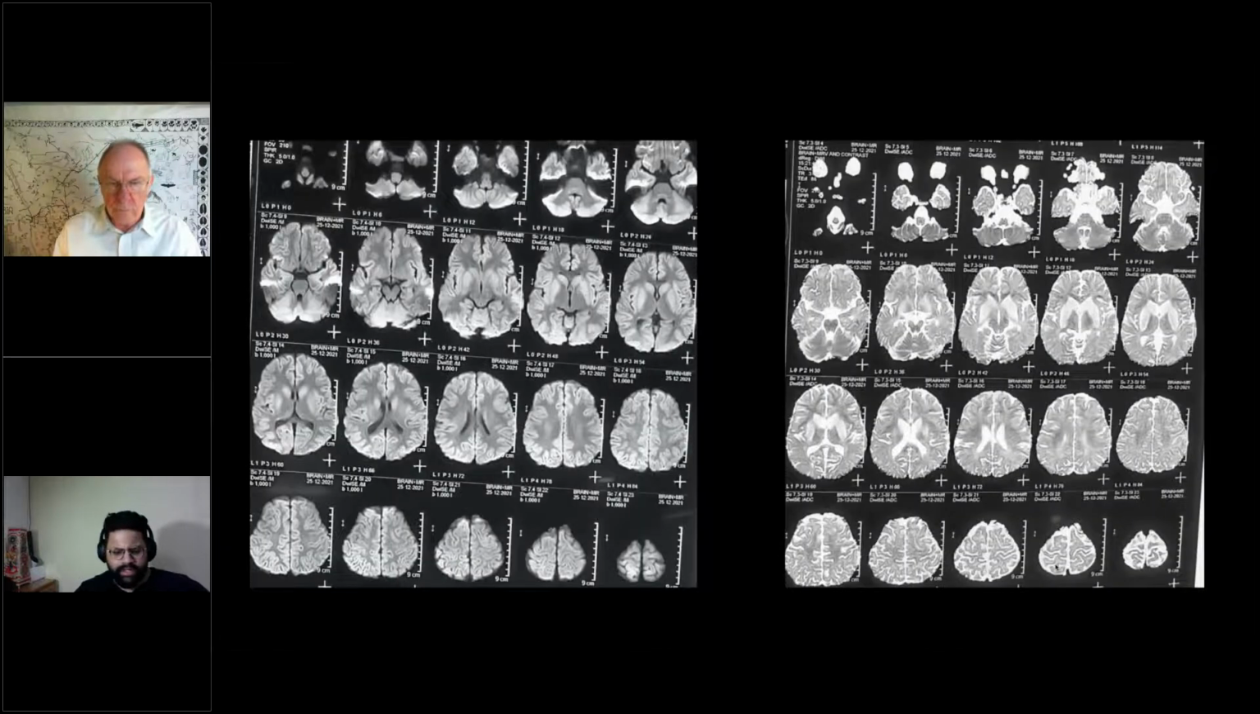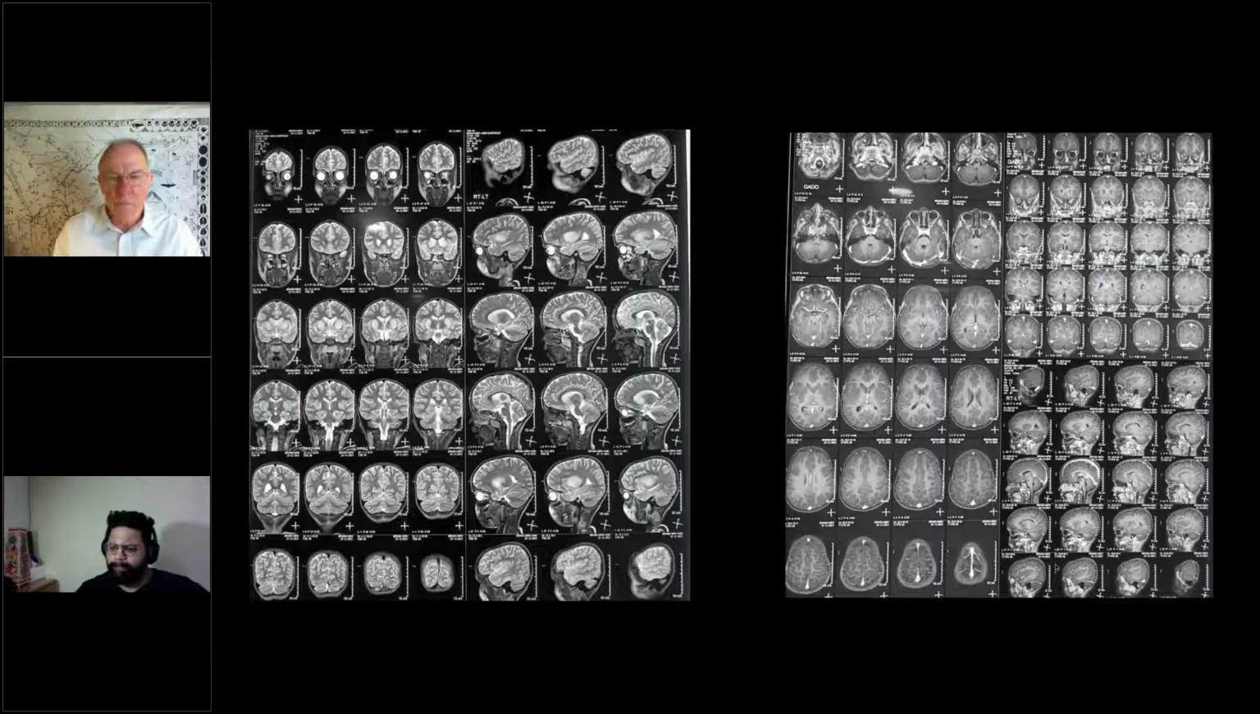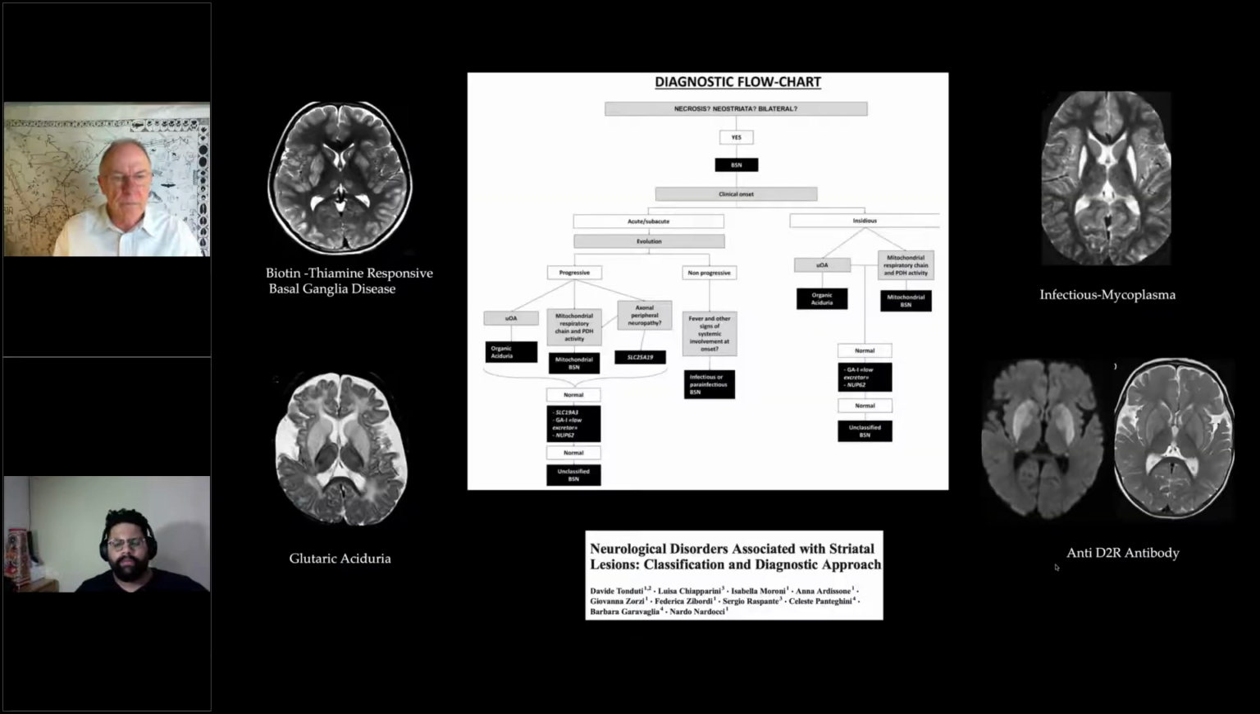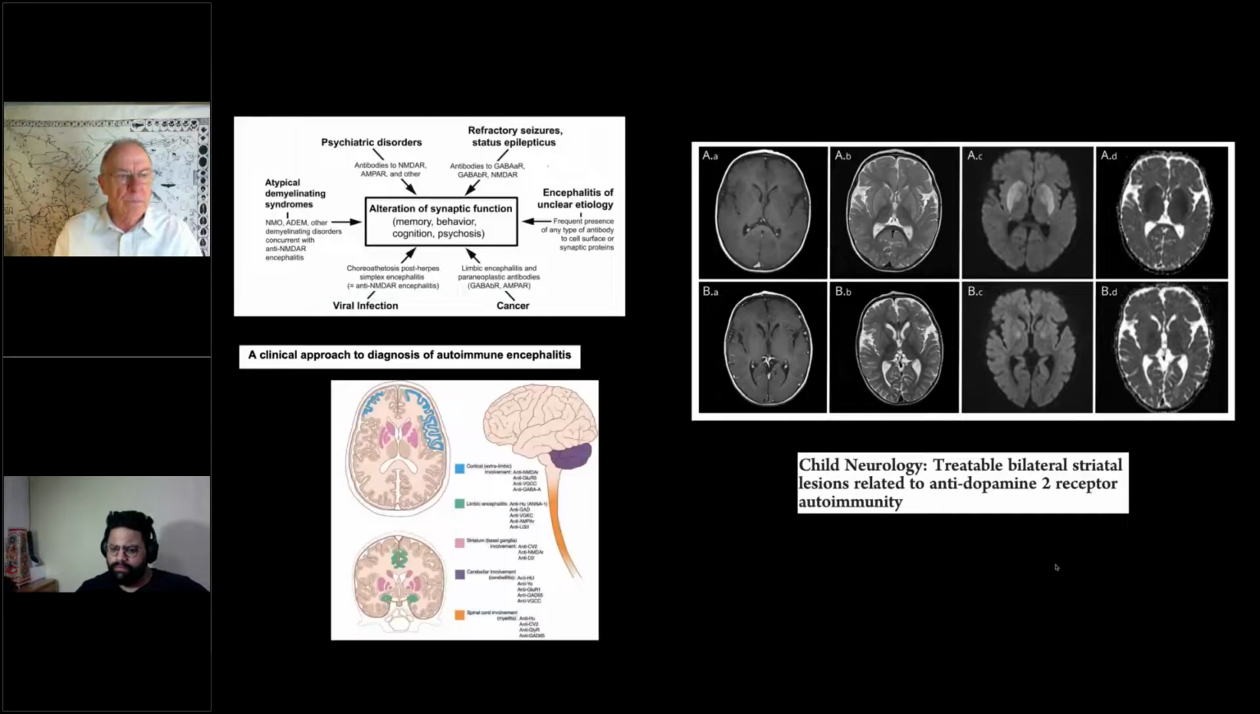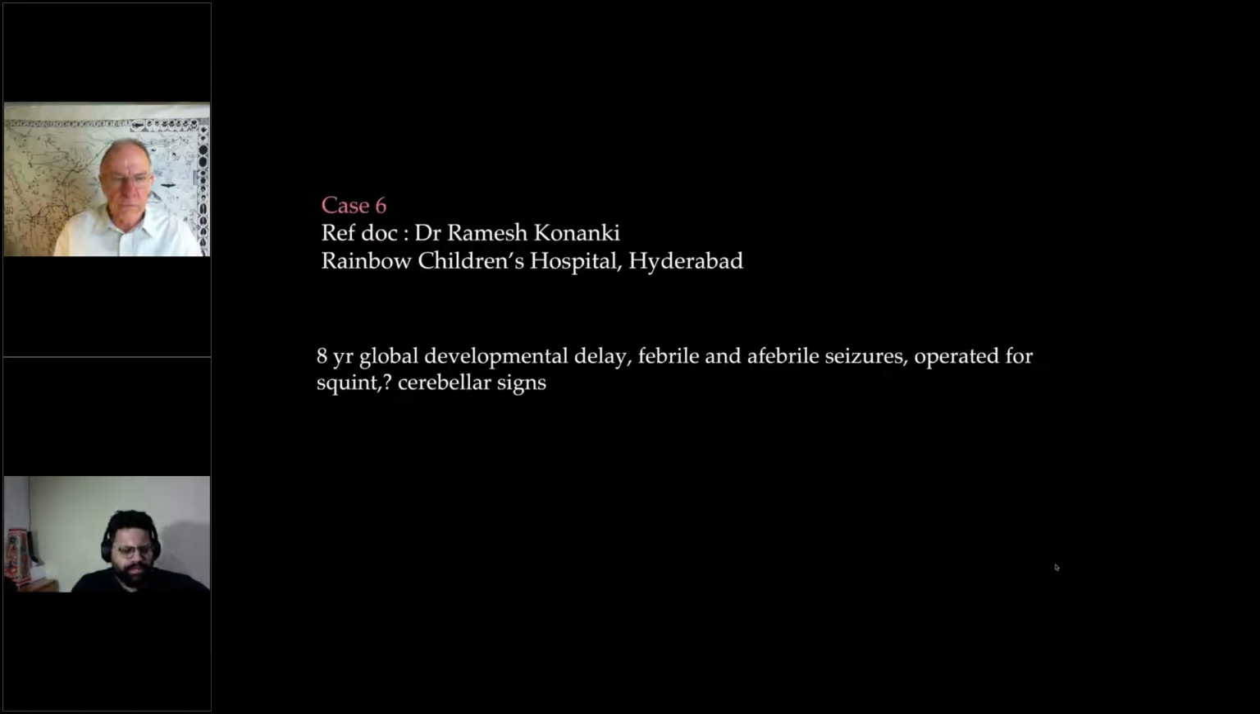So no other comments. I'll probably move on to the next case. Next case is from Dr. Ramesh, which was an 8-year-old child with global developmental delay, presented with febrile and afebrile seizures, and was operated for squint. Had a query of cerebellar signs. Anything to add, Dr. Ramesh? This is the case with malformation. Mild doubtful cerebellar signs. No, nothing much in the clinical detail. Okay.